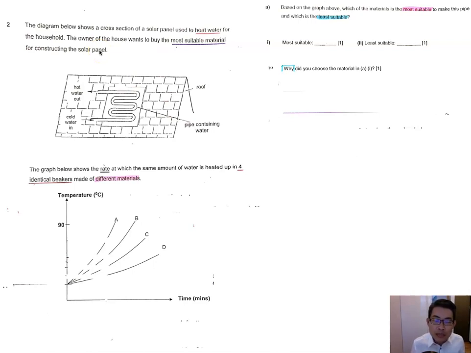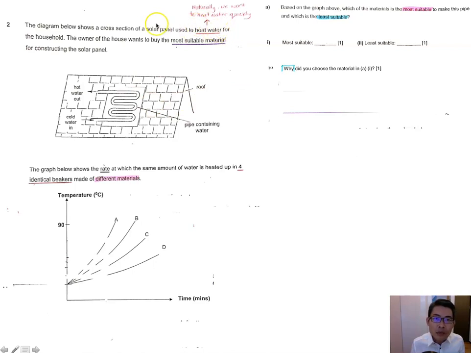Some of you may not even know what a solar panel is. If you know what a solar panel is, you may not know how it works, or you think it is not like this. Okay, so this is a novel situation, but don't worry when you come across things you have not come across before. Just look at what concept is being tested.